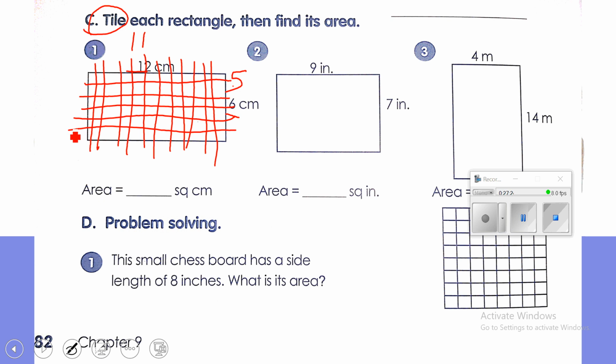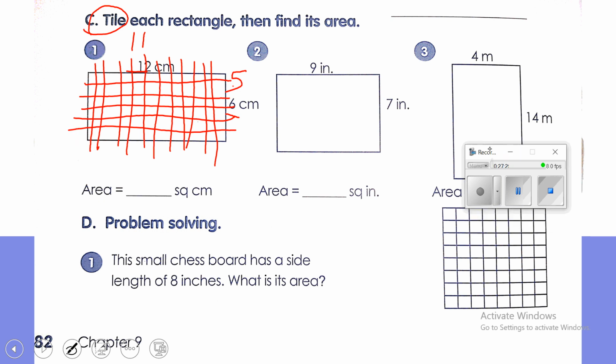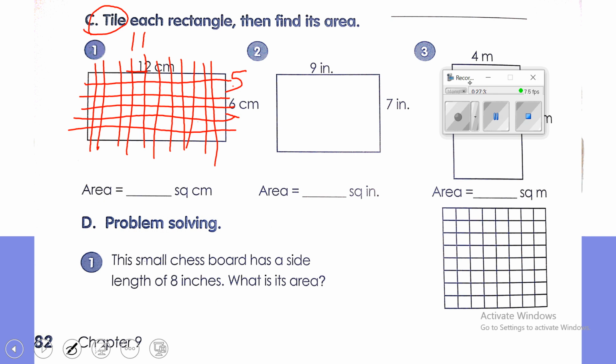Problem solving. This is a small chessboard. You know the chessboard? It's a game. This small chessboard has a side length of 8. What is the area? Let's count the squares. 1, 2, 3, 4, 5, 6, 7, 8. And here is 1, 2, 3, 4, 5, 6, 7, 8. So this is a square. It's side times side. 8 multiplied by 8. Perfect. It's 64. So 64 square inches.